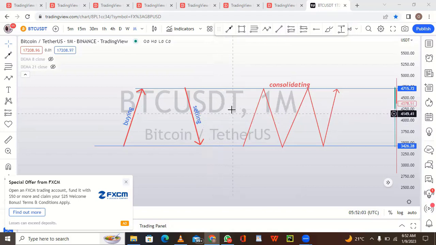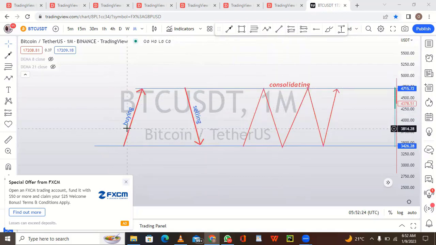So without wasting our time, when we talk about market structure, we are referring to the behavior of the markets and how we can use that behavior to make trading decisions. Okay, so the market can do either of these three things. It's either the market is buying, or the market is selling, or the market is consolidating.